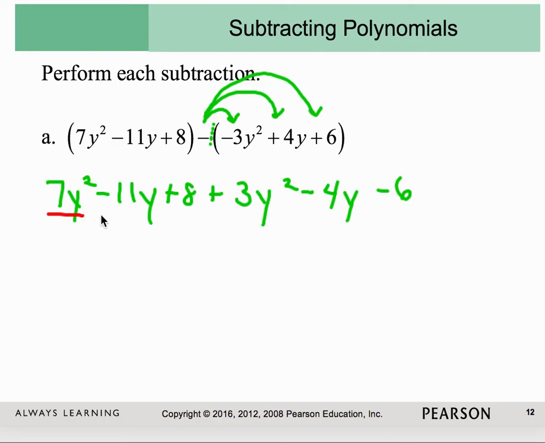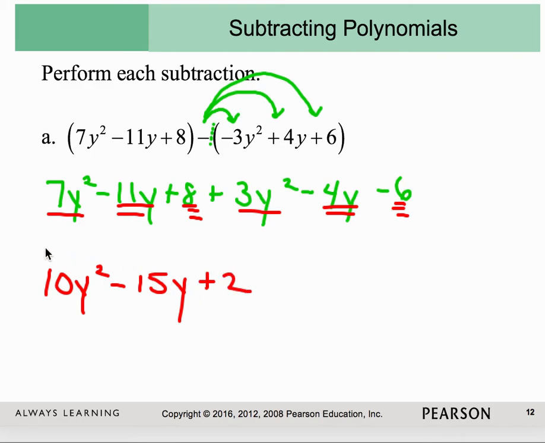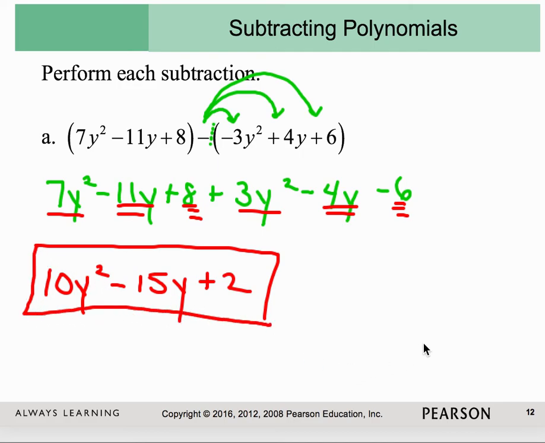Now, looking for anything that's a y squared. 7 of them and 3 of them, 10 of them. Looking for anything that's just a y. -11 minus 4, -15 of them. Looking for anything that's just a constant. 8 minus 6, 2. Right? And again, from a glance, because we marked it somehow, I can tell I've accounted for every term.